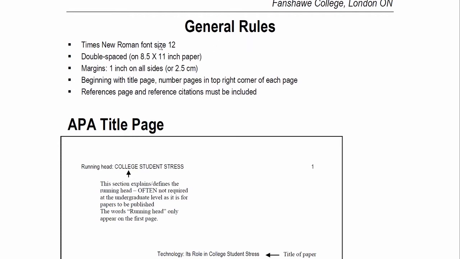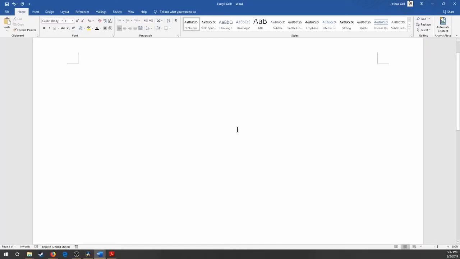The font type is Times New Roman at a 12 size. We're going to need to double space our document. Our margins should be 1 inch on all sides. We're going to begin with a title page with numbers on the top right, and we're going to need to include a reference page. We've already looked at how to change the font for our document. However, we can see that this current document needs to have Times New Roman 12-point font.